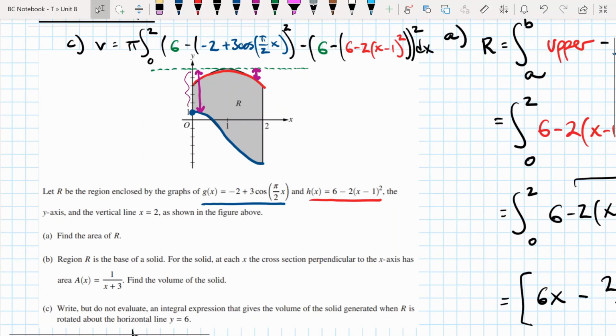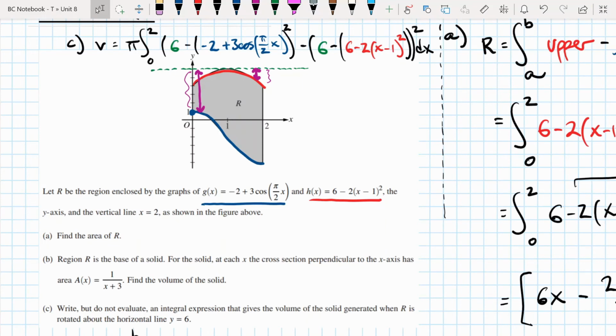This distance, that's your first radius when using the disk method. And so it's the difference, or the distance, between the axis of rotation and the function that's farther away from the axis of rotation, minus this distance, which is the distance from the axis of rotation to the function that is closer to the axis of rotation. And so this right here, sorry, it's a little messy up here. This integral statement is what you're going to write for the answer for part C.